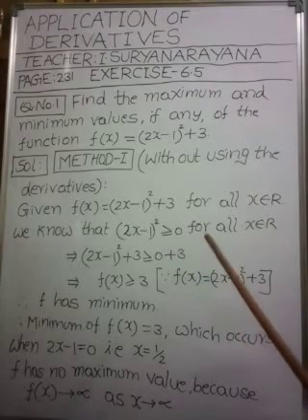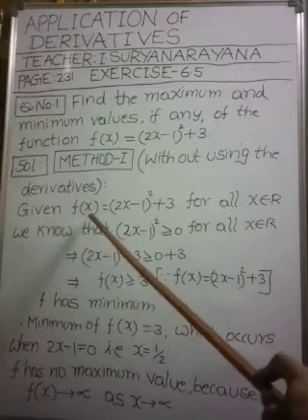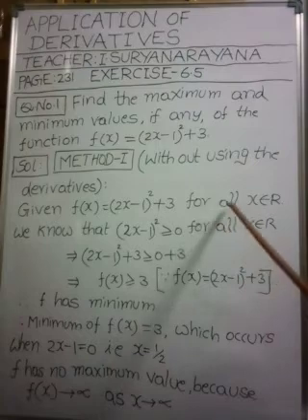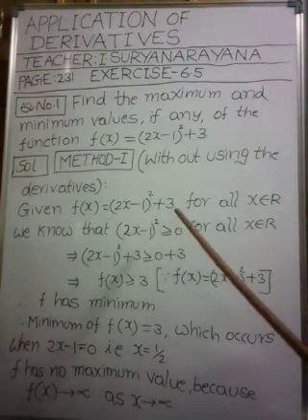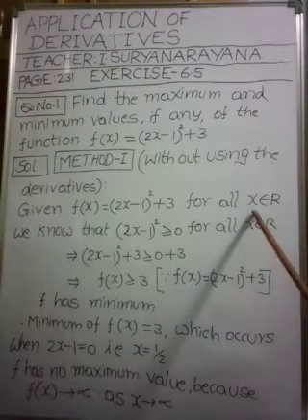Okay, my children, let us discuss this point. Let us write the given function f of x is equal to (2x minus 1) whole square plus 3 for all x belongs to R. This is the given function. We have written it in this step. Understood this step, my children?